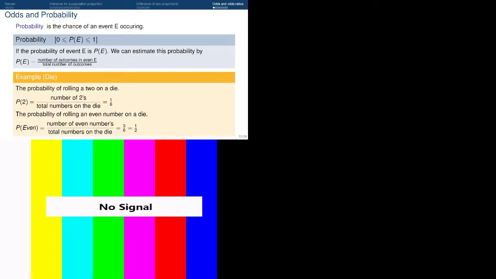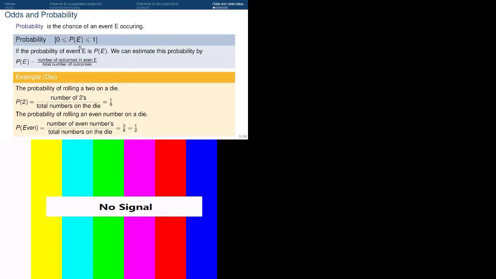Okay, so as I said, we're going to be talking about odds and odds ratios. Odds are something which I find odd, and I will explain why when I get to the next slide. But as I said, they are important to understand. So hopefully we have some understanding of probability.